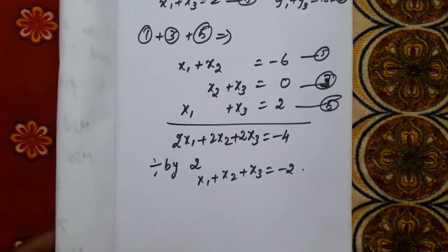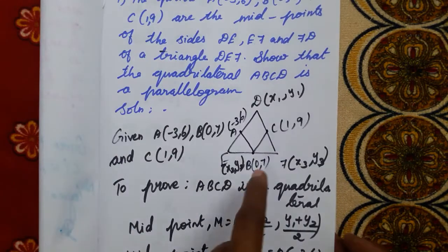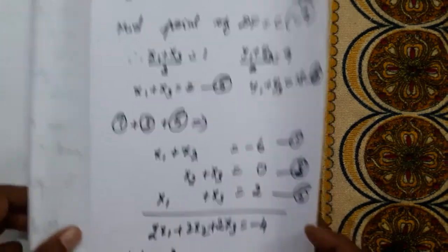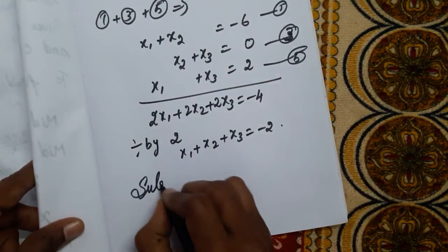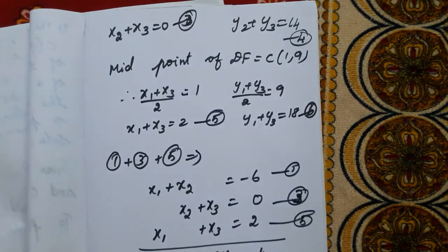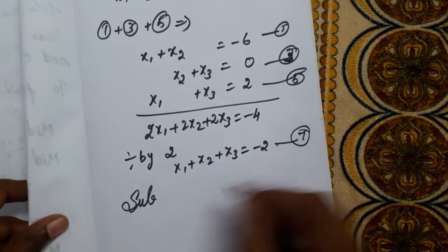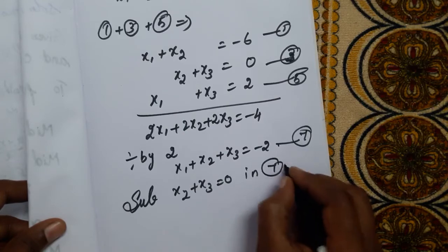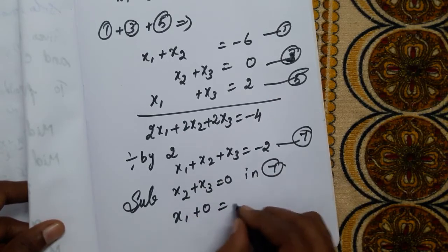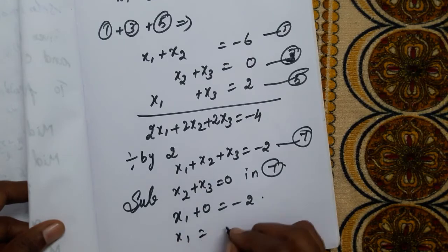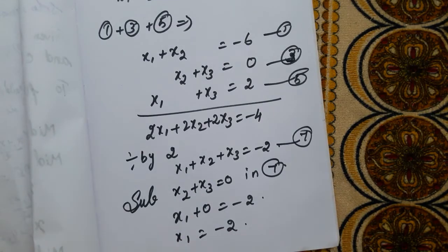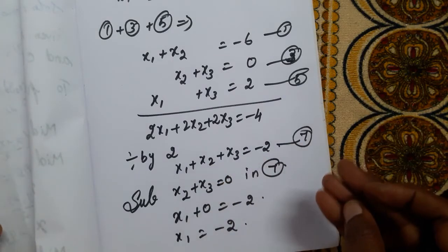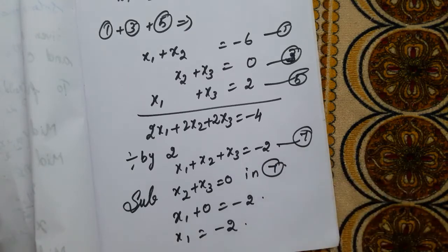Here we want to find only the point x1, y1. If x1, y1 is enough, then substitute x2 + x3 = 0 in equation 7. So x1 + 0 = -2, so x1 = -2. We don't want to find x2 and x3, we have no need, so we can neglect that. So x1 = -2 we are getting.